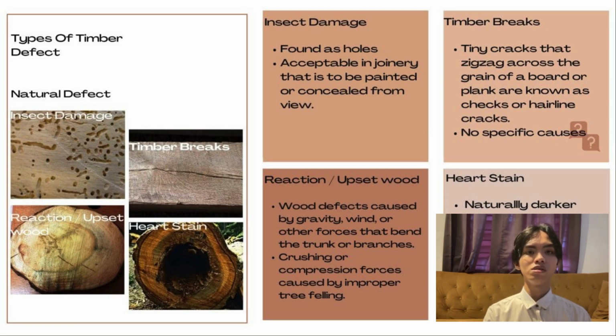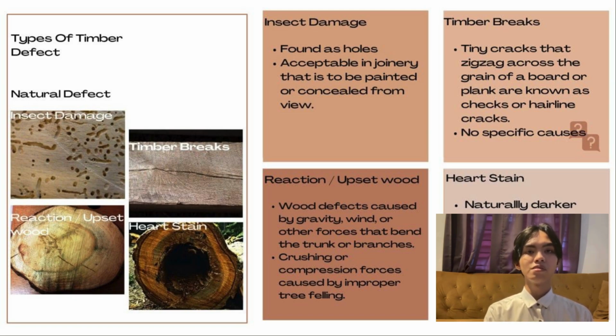Heart stain is a natural discoloration found in the center or heartwood of the tree. It can range in color from pink to reddish brown or even dark brown. While this discoloration can be attractive and is sometimes used in furniture for its visual appeal, heart stain wood typically has lower strength. It's not for high-grade structural use, but may be acceptable in decorative or non-load-bearing applications.